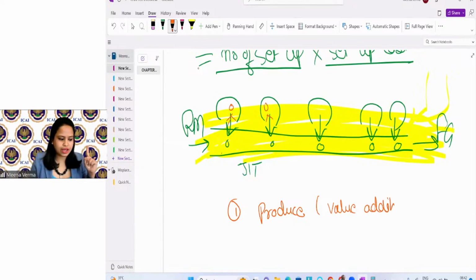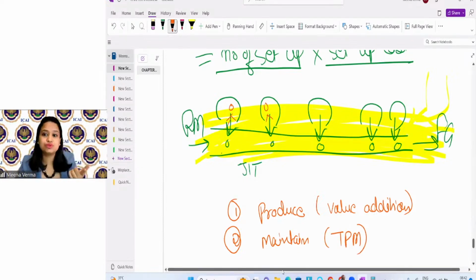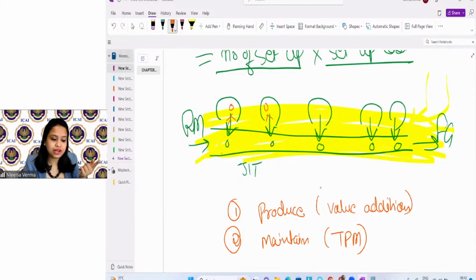To add the value in it, right? This is the first thing which we will do. Second, they are maintaining the machine also. We have learned total productive maintenance. Actually, they have 2 responsibilities. These workers have to add the value. The product that will pass through here, he will work on it. So he will add the value to the product which will pass through here.